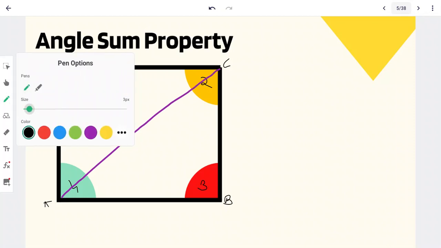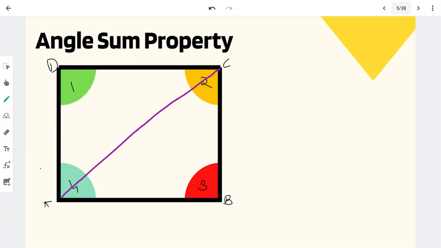Now with the diagonal, what can you see? There are two triangles formed, right? Triangle 1, triangle 2. So in triangle ABC, we know that angle BAC plus angle ABC plus angle BCA, that will give us how much in total? As per the angle sum property, if I add all the angles, it will give me 180 degrees.